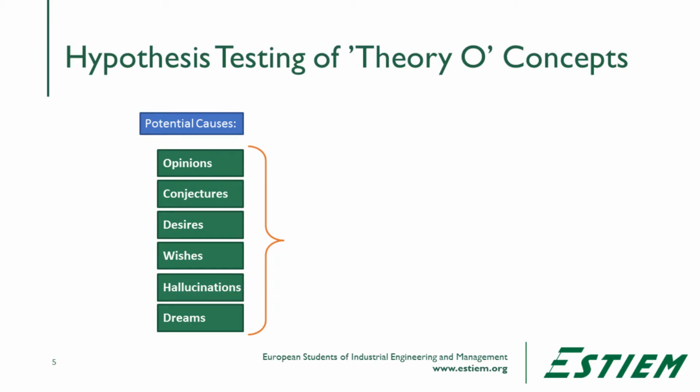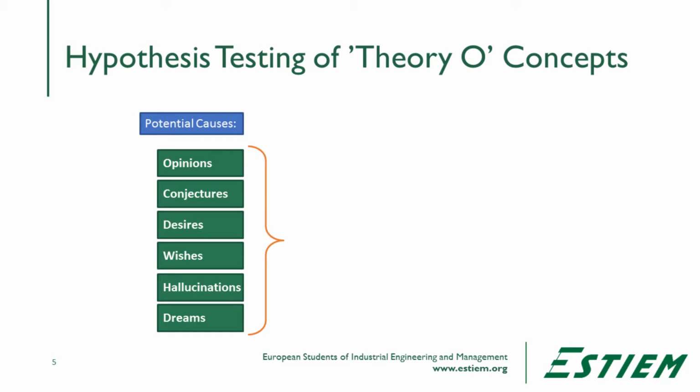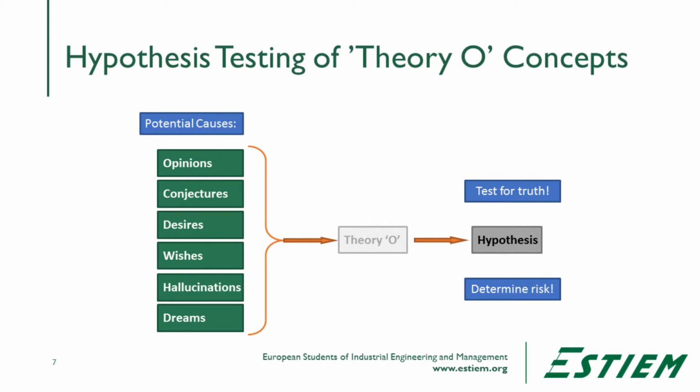And so the research hypothesis you can think of a little bit differently. For instance, I usually call this theory O, or theory opinion. The potential causes of theory O could be my opinion, a conjecture, a desire, a wish. Maybe it's a hallucination or a dream. But what we say is, I think this is what's going to happen. It may or may not have any truth, or it may or may not have any engineering basis to it. And so what we want to do is take all of those theory O, or theory opinions, convert them into a logical hypothesis, test them for truth, and understand the risk.